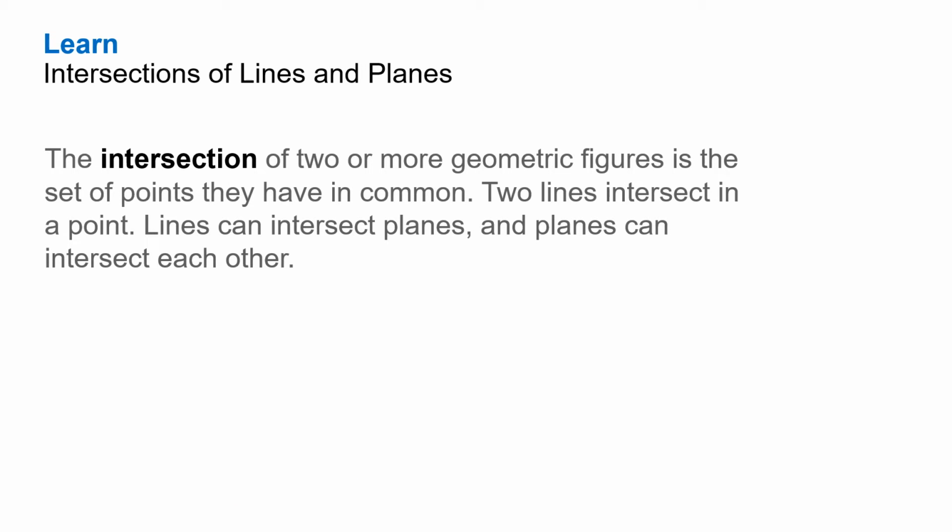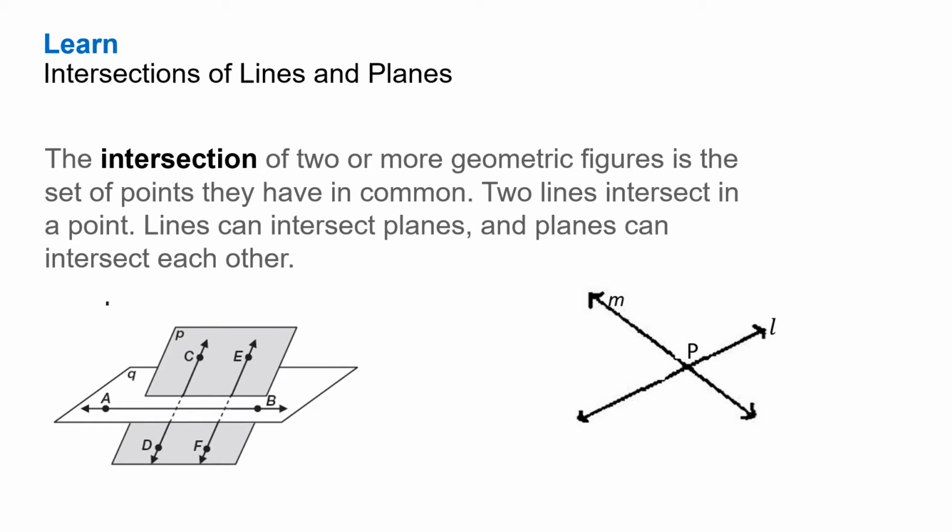The intersection of two or more geometric figures is the set of points they have in common. Two lines intersect in a point, lines can intersect planes, and planes can intersect each other. So here are some examples of when two planes intersect each other and when two lines intersect each other.